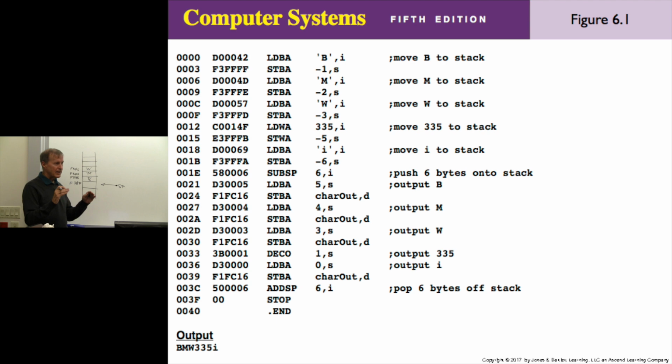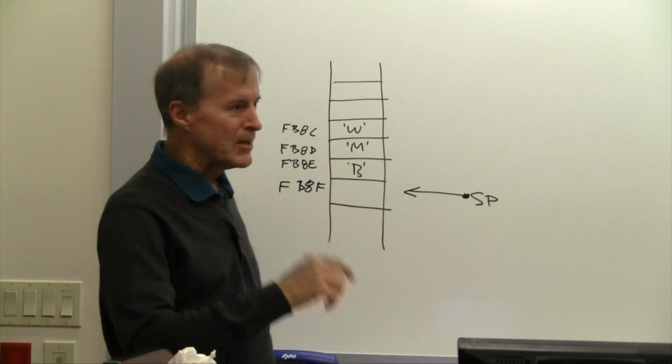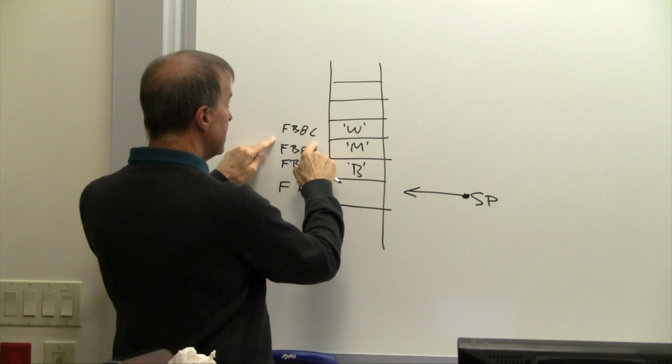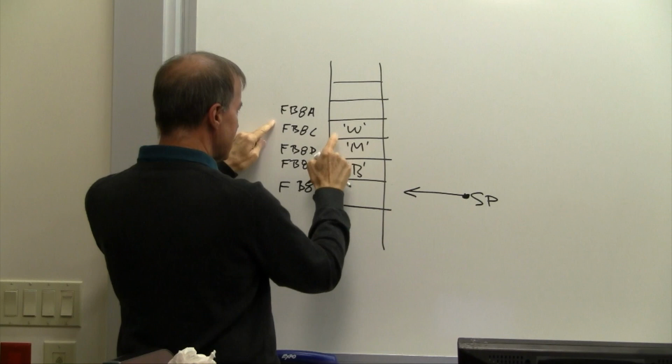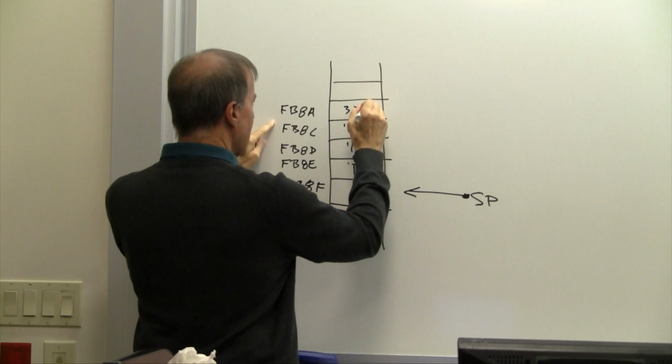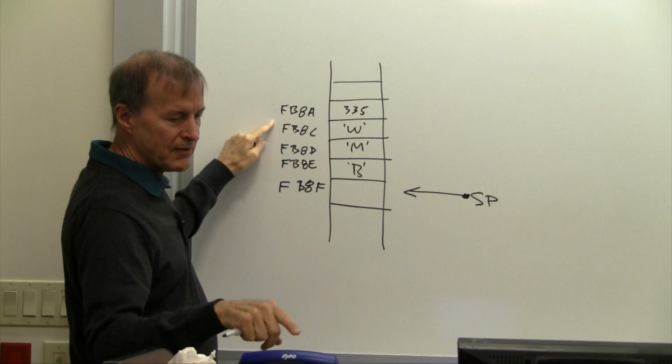Now why minus 5? Why not minus 4? Because an integer takes 2 bytes. Now this is crucial. Do you see? So it's not at FB8C, it's not at FB8B, it's at FB8 what? A, I think. Is that right? So this is at A, B, and this is C, and this is D, and this is E. So this is 335, and the integer value takes up 2 bytes there. And you see why that's minus 5.